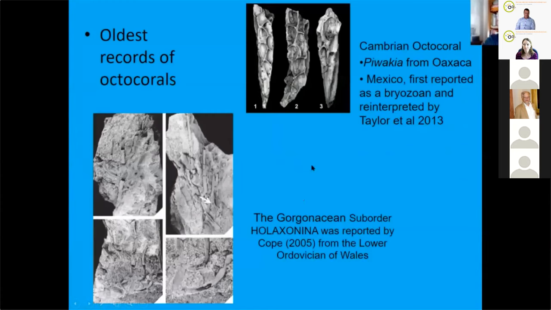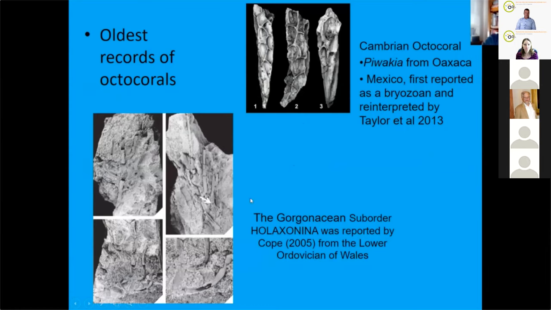Well, among all these records of octocorals is the Cambrian Pywacia from Oaxaca, Mexico, first reported as a bryozoan, but later reinterpreted by Paul Taylor and colleagues in 2003 as a small octocoral. Here we have no sclerite elements. It is a complete calcareous form, considered by Taylor and co-authors as a small octocoral in Mexico, in the Cambrian.